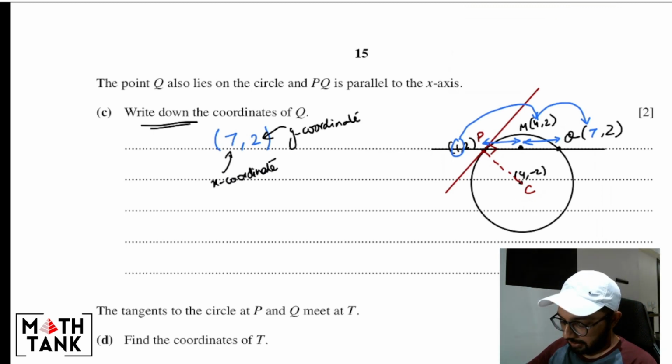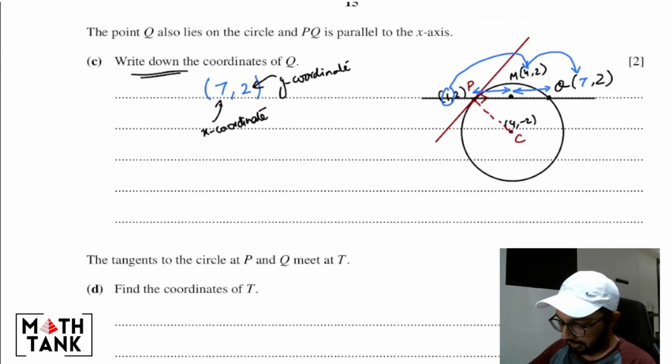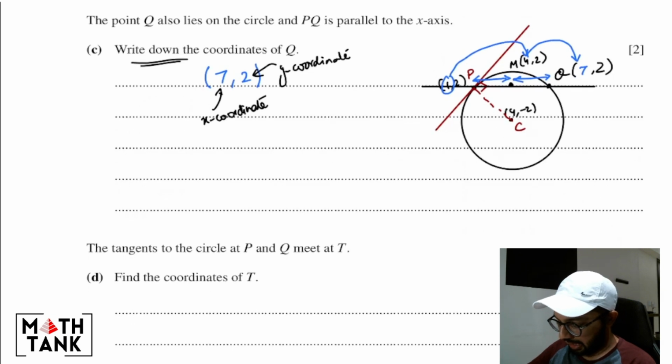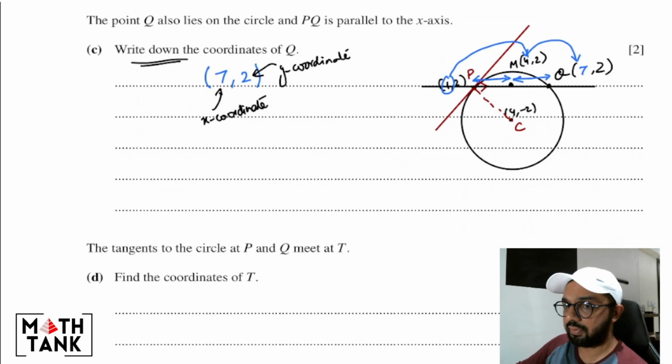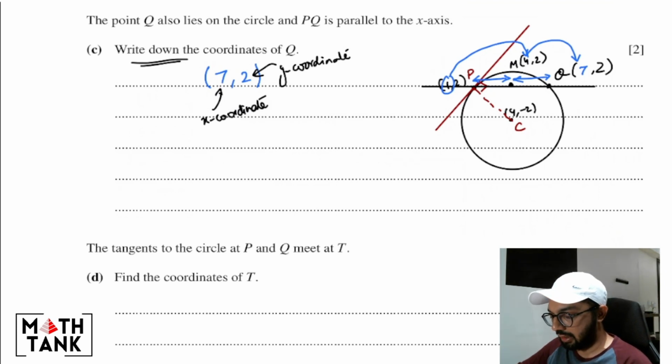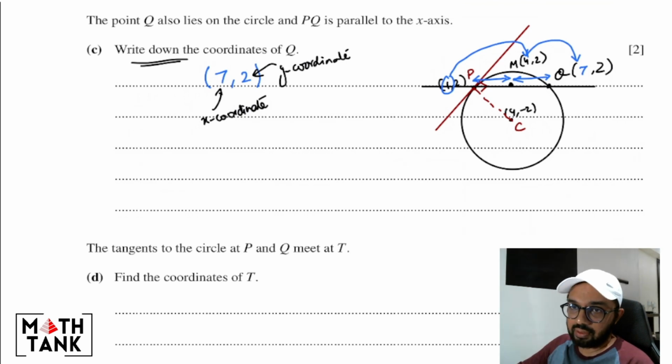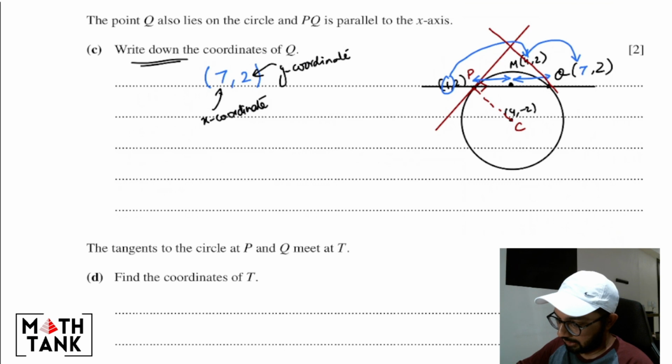Okay, moving on. The question says the tangents to the circles at P and Q meet at T. Find the coordinates of T. Now, if I have to find the coordinates of T, T is the intersection point of two tangents. I don't have the other tangent. The other tangent is going to look something like that. I can draw it here, but I don't have the equation of this line, so I'm going to first have to find the equation of this line.